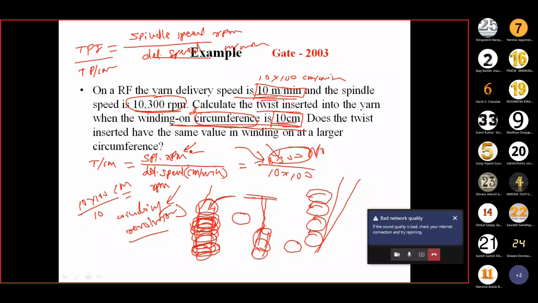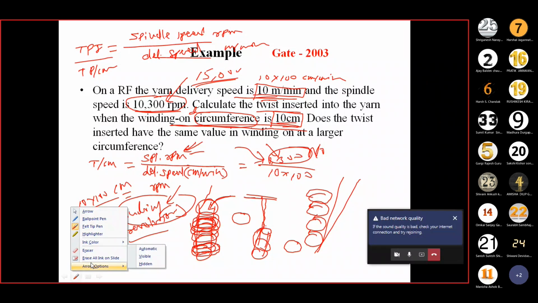Okay. So this thing you might not have studied in third year. You have only studied that we'll take the spindle speed. So somebody told you spindle speed is 15,000, right? You will take directly this 15,000, but you will get the wrong answer. That's why you will find a difference between the calculated value and the value when you test the twist in the laboratory. So you have to consider winding on revolution also.